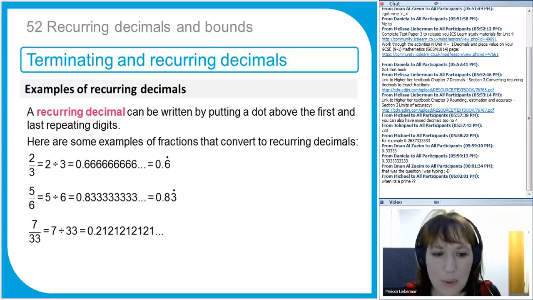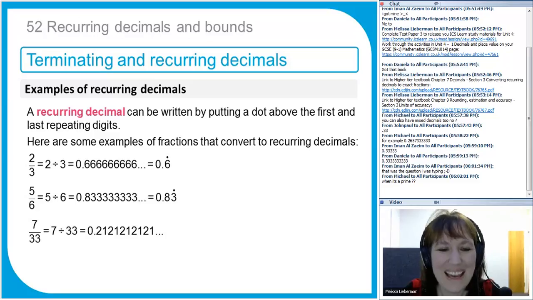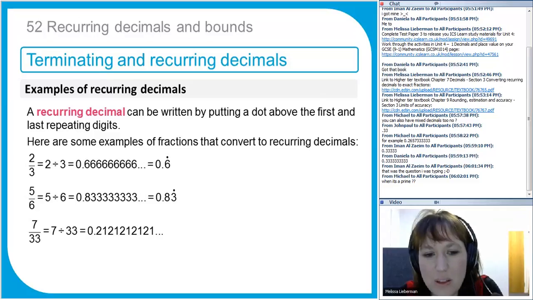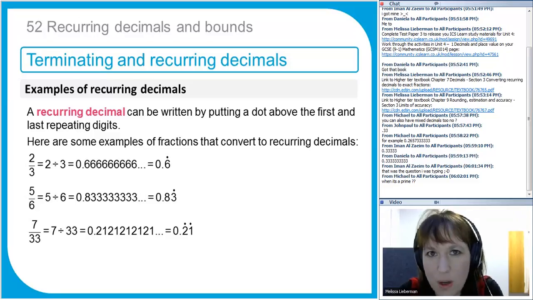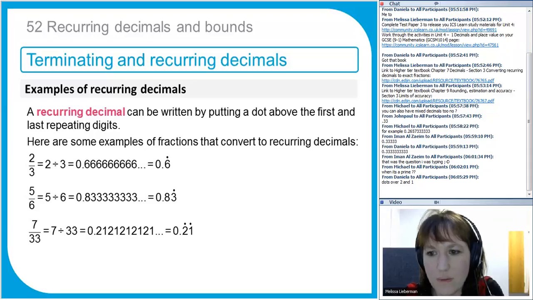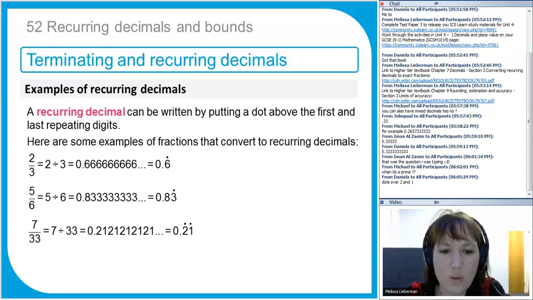Here's another example, 7/33. I don't know if that's how you say that. And this one, if we do 7 divided by 33, we get 0.21212121. So this is a cycle of 2 digits. The 2 and the 1 repeat forever. So the way that we show that is we put a dot above the 2 and a dot above the 1, and that means that the 2-1 goes on forever. Perfect, Daniela, yes. So the 2-1 goes on forever.